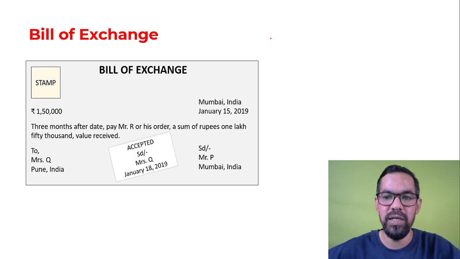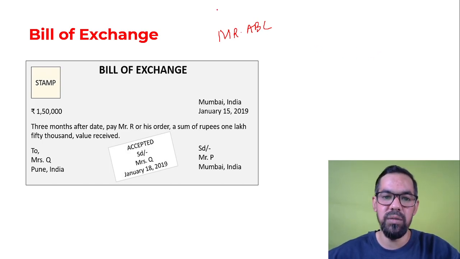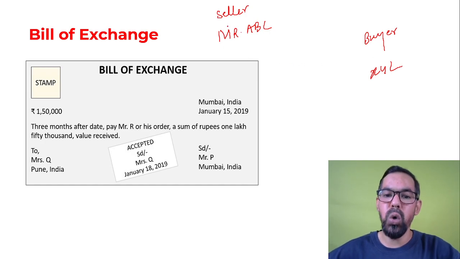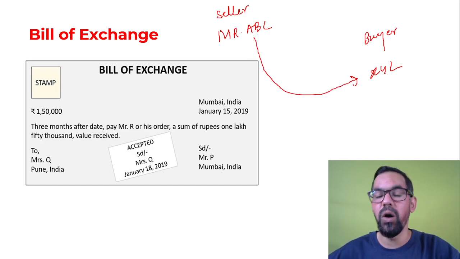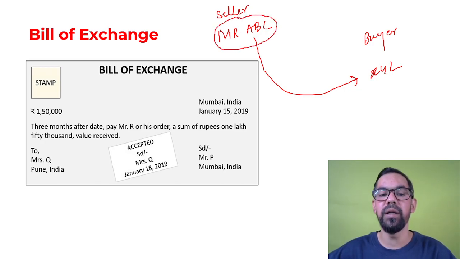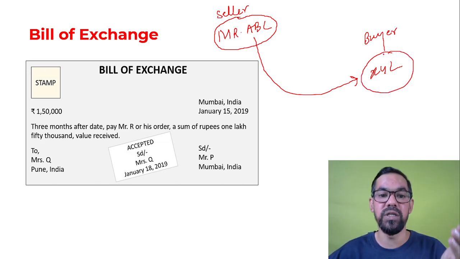Let's say we have two parties in a contract. One is Mr. ABC, who is the seller, and the buyer is, let's say, XYZ. So ABC will issue an order to XYZ to pay a certain sum of money on a future date. Or on behalf of this ABC Limited, Bank of ABC will issue documents to XYZ to pay a certain sum of money on the future date for the given goods and services.